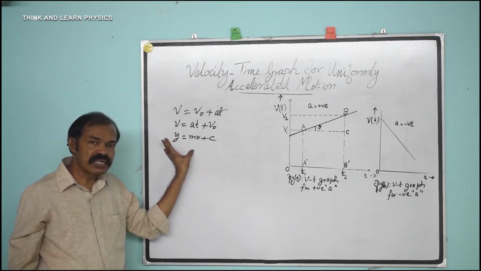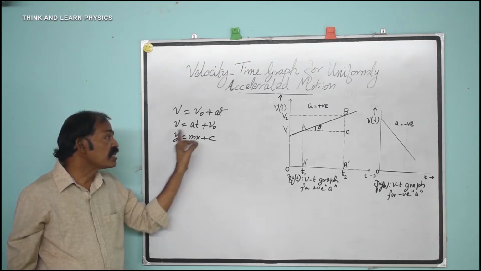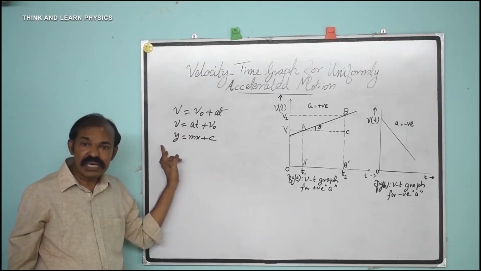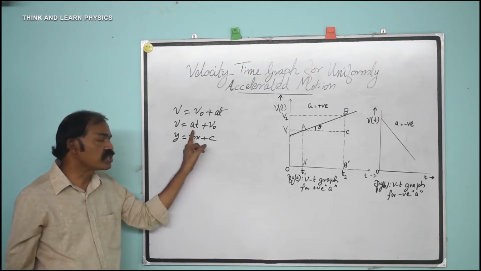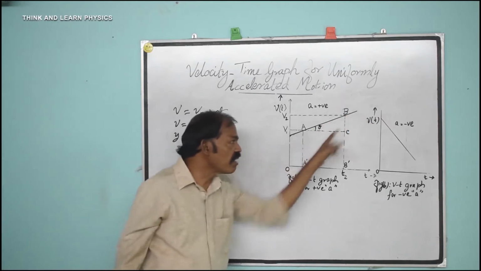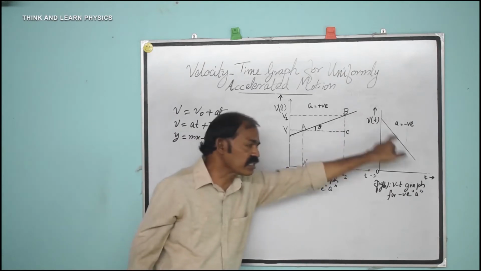And also we see that the graph between t and v will be a straight line graph having a positive slope if a is positive like this, and having a negative slope if a is negative like this.